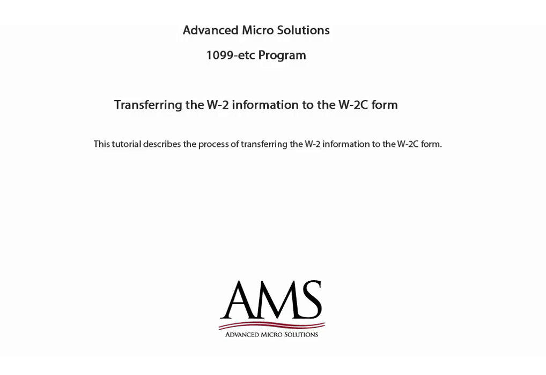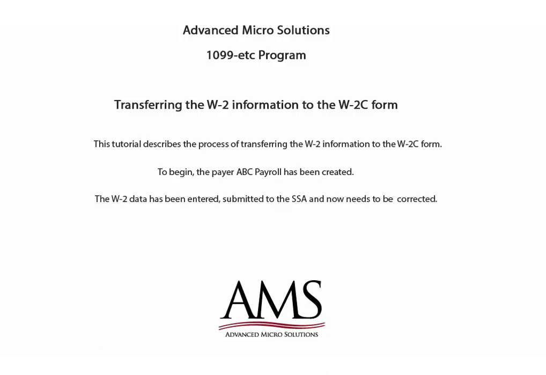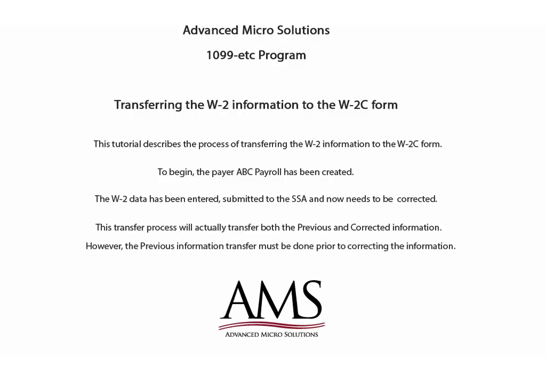This tutorial describes the process of transferring the W-2 information to the W-2C form. To begin, the payer ABC Payroll has been created, and the W-2 data has been entered, submitted to the SSA, and now needs to be corrected. This transfer process will actually transfer both the previous and corrected information. However, the previous information transfer must be done prior to correcting the information.